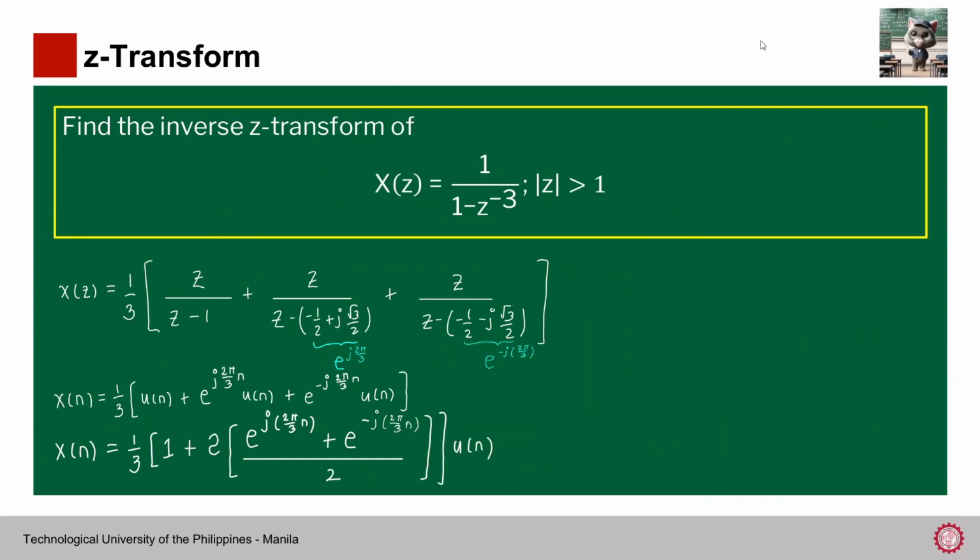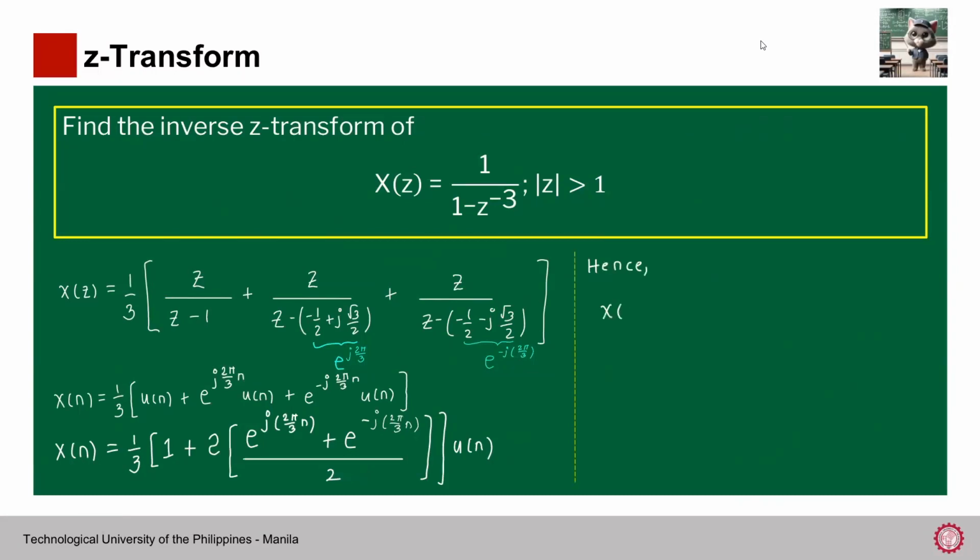Bakit yung ginanyan, sir? Kasi, what is the equivalent expression of e raised to j 2 pi over 3n plus e raised to negative j 2 pi over 3n all over 2? Isn't it cosine? Yes. So we can now write the final expression of the x of n, guys.